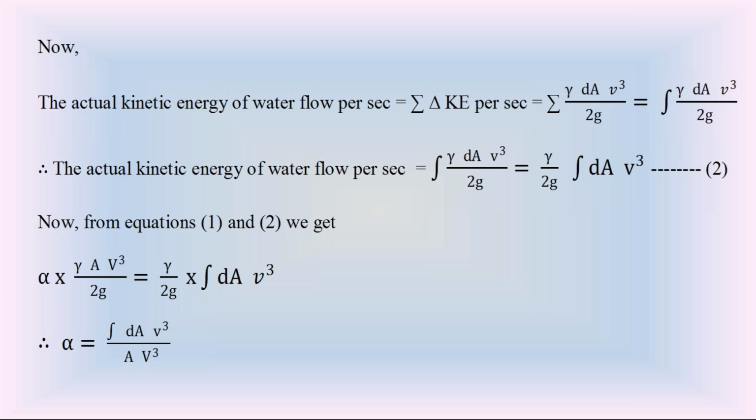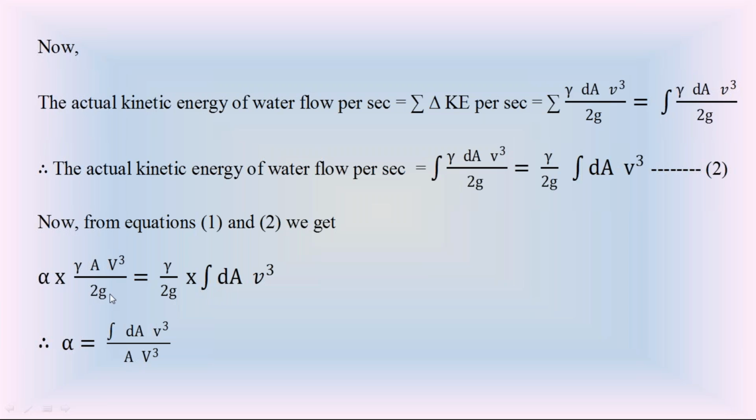This is the second equation. In equation 1 and equation 2, we are calculating the actual kinetic energy of water flow per second. In both equations, the LHS is the actual kinetic energy of water flow per second. In equation 1, the RHS is alpha into gamma A V cube by 2g, where V is the mean velocity. Whereas in equation 2, the RHS is by using the water layers: gamma by 2g into integral dA into v cube. So cancel this gamma by 2g on both sides.